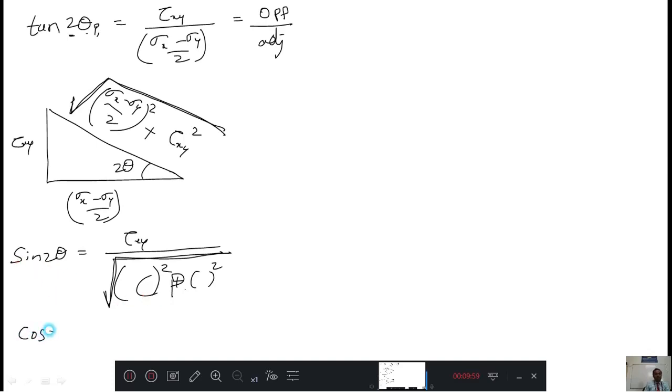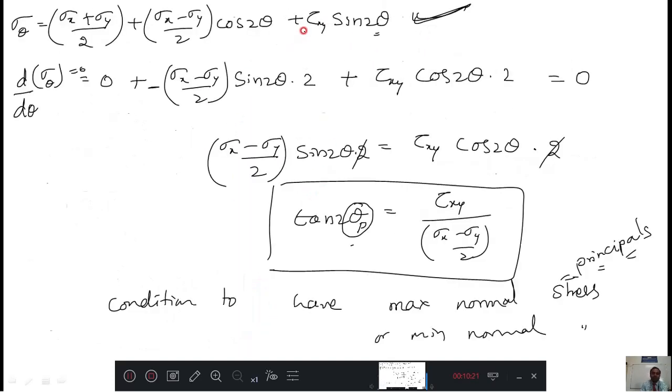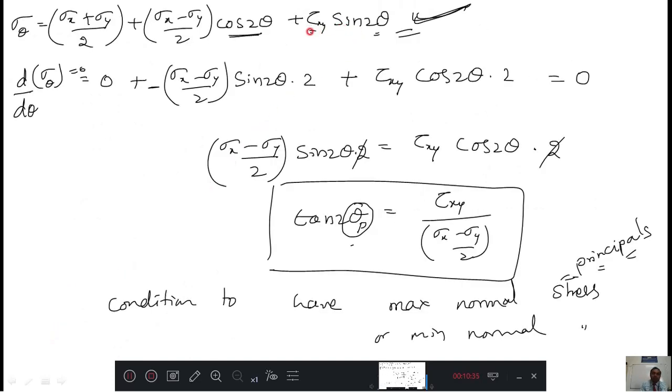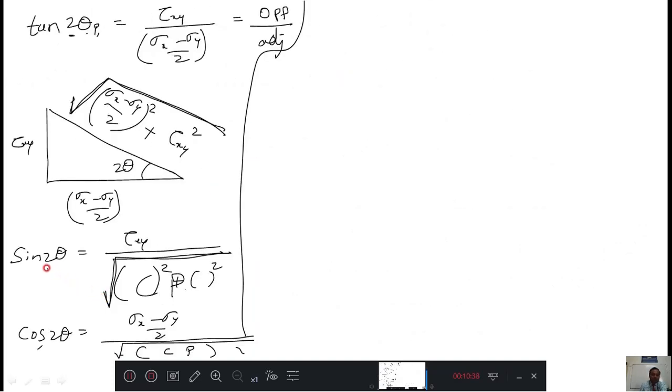Like that, you can write cos 2 theta. The cos 2 theta formula is adjacent divided by hypotenuse. Adjacent is (sigma x minus sigma y) by 2, divided by the hypotenuse, which is the big square root. Copy, paste. This you got. Now just look at this equation: sigma x plus sigma y by 2 plus (sigma x minus sigma y) by 2 cos 2 theta. This cos 2 theta value I can substitute. The same way, in the tau xy sin 2 theta term, the sin 2 theta value I can substitute.